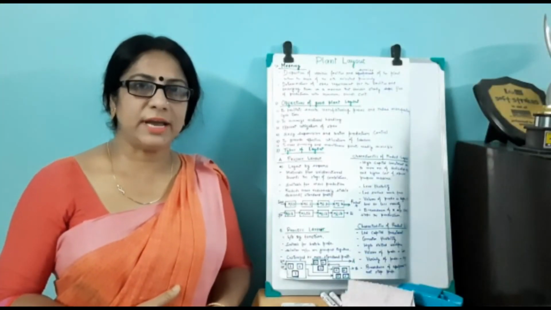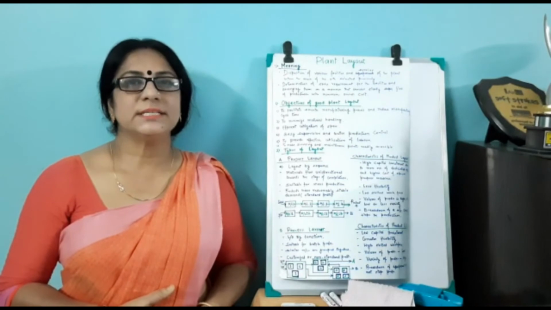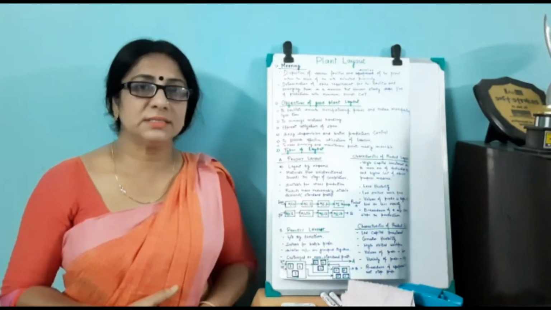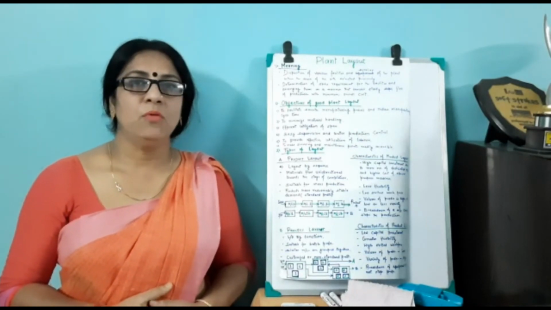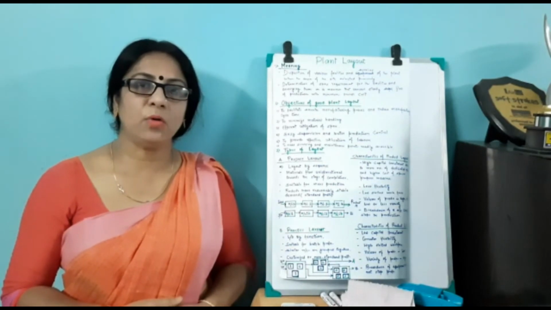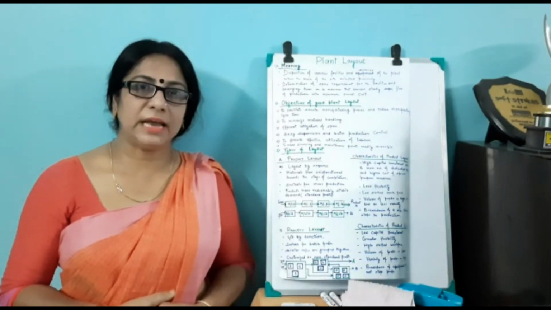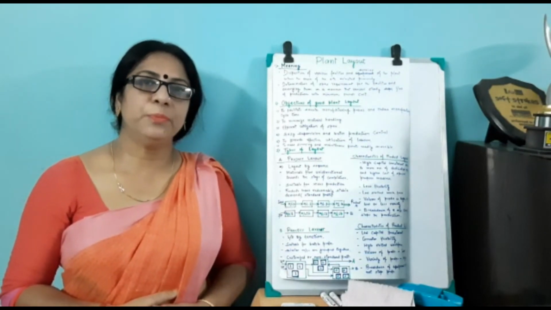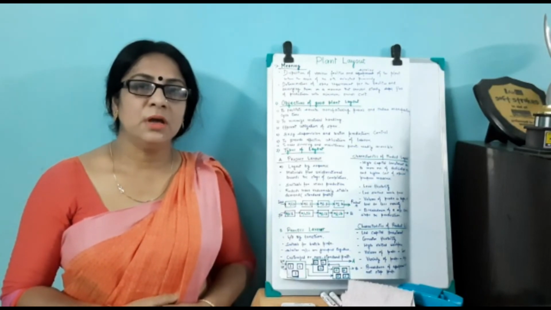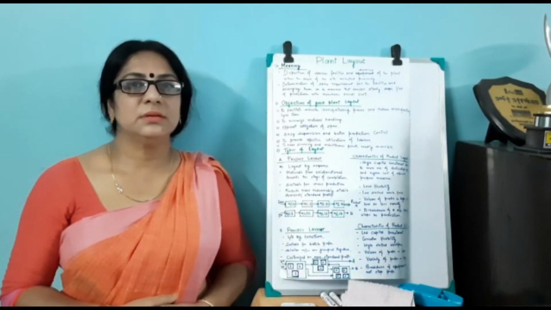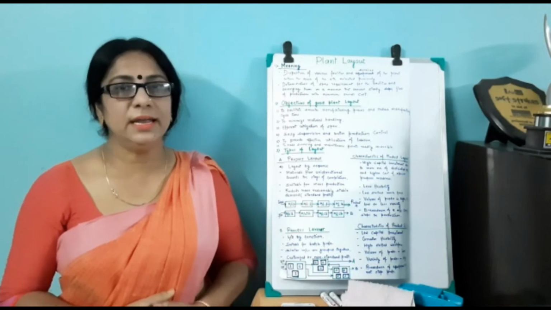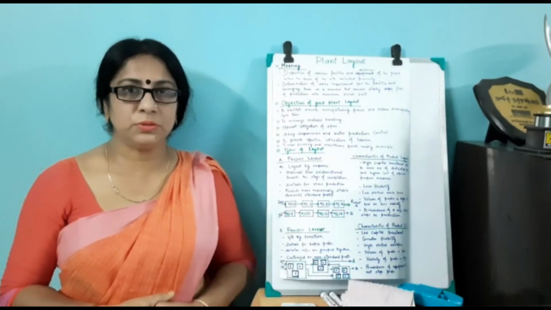With this, we come to an end of today's session. In today's class, we have seen what is meant by plant layout, what are the characteristics of a good layout, and finally we have seen what are the types of layout. We started with product layout, process layout, fixed position layout, then combined layout, and finally cellular layout.